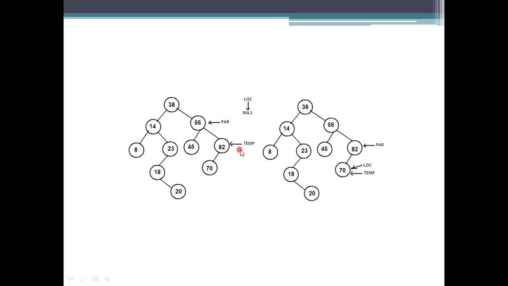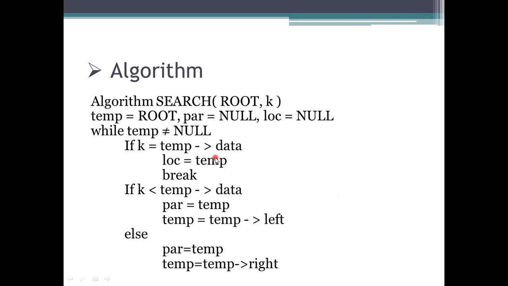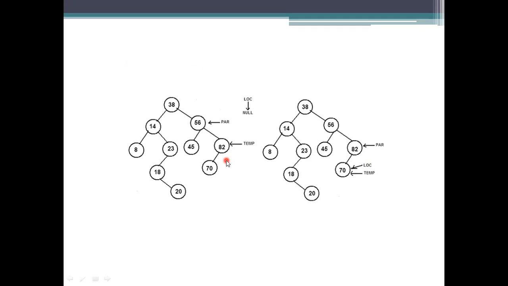Then the temporary root value 82 becomes the parent, and the 70 we are searching for becomes the temporary, and the location variable is set. Here we compare the temporary k equals temporary data. As it is equal to the temporary data, the value we have been searching for has been located, and it will indicate that.